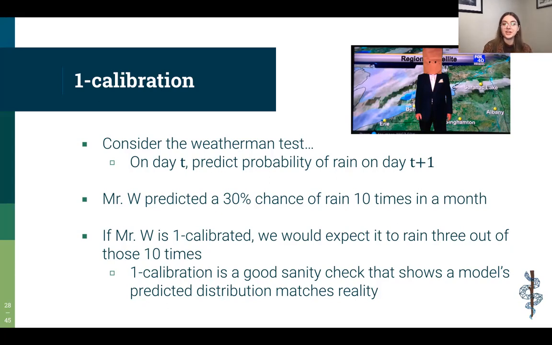If Mr. W is one calibrated, models are either one calibrated or not, and this is tested by doing a p-value test. We would expect it to rain 3 out of those 10 times that Mr. W predicted a 30% chance of rain. So one calibration generally is just used as a sanity check, and it shows that a model's predicted distribution matches that seen in reality.